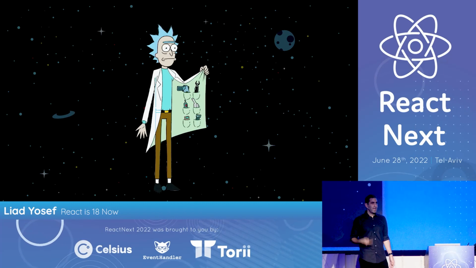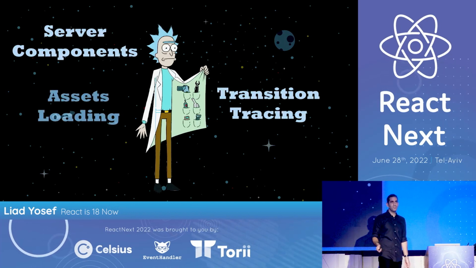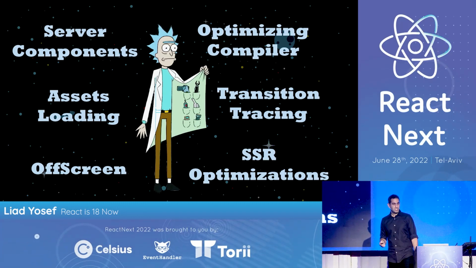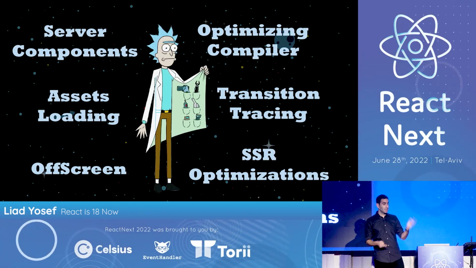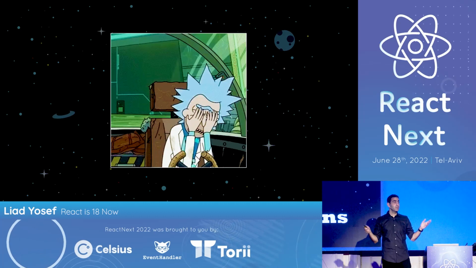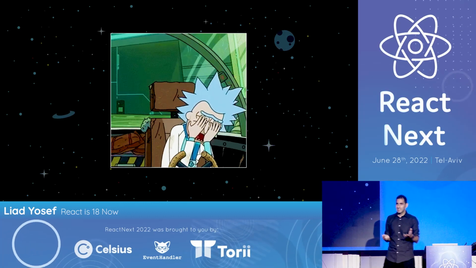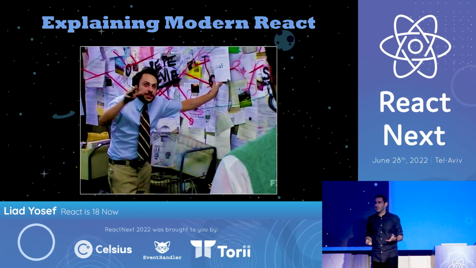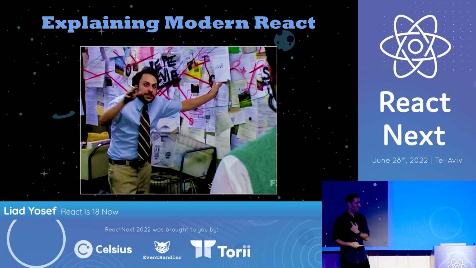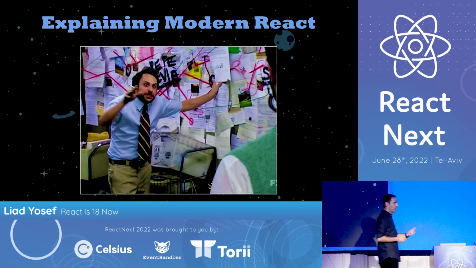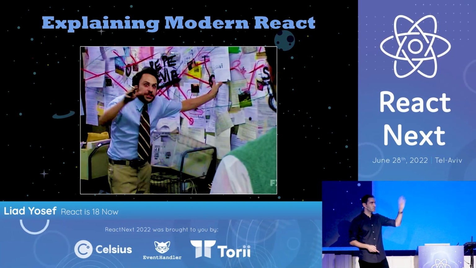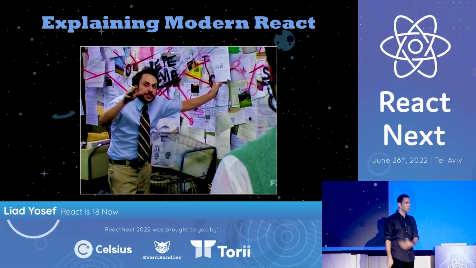And the React Labs team is working on a lot of amazing features like server components and SSR optimization and offscreen rendering and asset loading and a lot of really cool things that we can't really wrap our head around, because explaining modern React looks like that now. If you try to explain React to a newcomer with all of those new things, with the mental models of concurrent rendering and Suspense and everything, it looks like that.